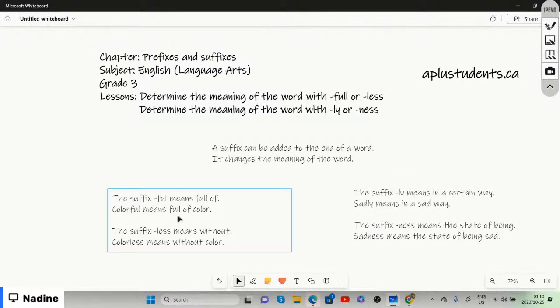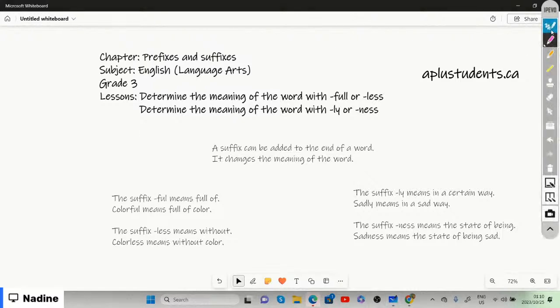All right. So when it comes to the suffix full or less, the suffix full means full of. An example of full of is if we have a base word, which is color. Color is different shades of color. We have our primary colors, we have secondary colors. That is color. Red, blue, green, and so on.